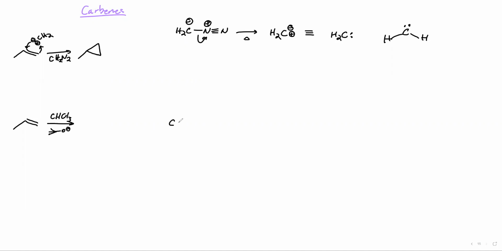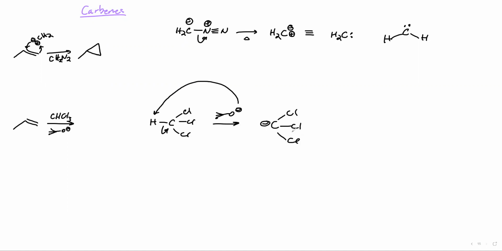If we look at chloroform, it is 3 Cls and an H. Making the carbanion part is really easy once you remember that tert-butoxide is a base. That base is going to pull off that proton and form that anion very easily. Now all we need is a leaving group to leave, and you have 3 chlorines, so any of these chlorines will do. It's good enough.